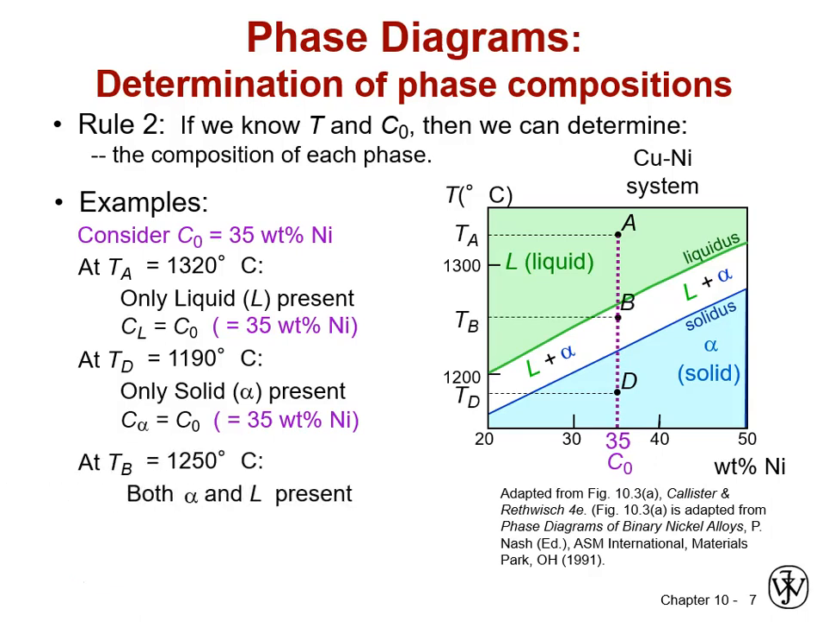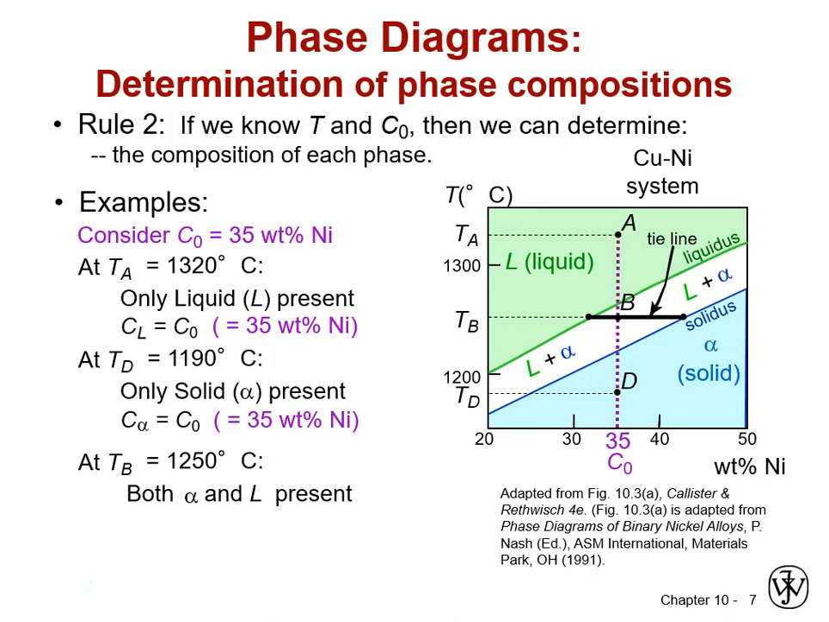But what if we're right in the middle? What if we stopped our cooling at 1250 C like we saw on the previous slide? Well, now we're in that two-phase region. Although the overall composition is 35 weight percent nickel, the alpha solid and the liquid that are coexisting in equilibrium, there's two phases, they're not the same composition, and neither one of them is 35 weight percent nickel. So if we want to see what the composition of the alpha and the composition of the liquid that are present, we use what we call a tie line.